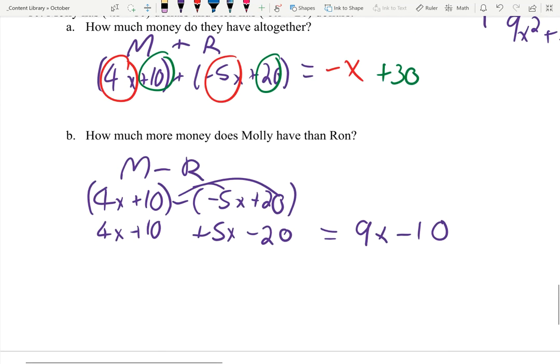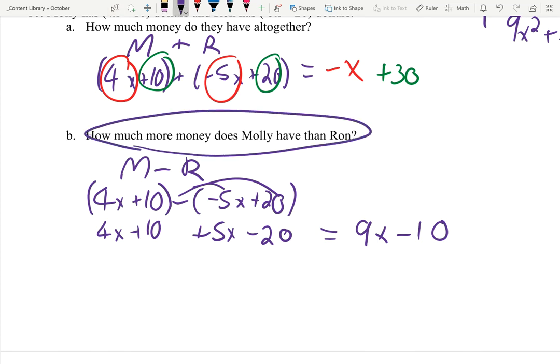The thing about that problem that was tricky is just how much more money does Molly have than Ron? You have to be able to understand and interpret that this is talking about finding the difference between Molly and Ron. Take Molly's money, subtract Ron's amount, and you'll have how much money Molly has more, right? Say Molly had $50 and Ron had $35. Well, you do 50 minus 35 to find out that Molly has $15 more than Ron, right? That's kind of the idea here.